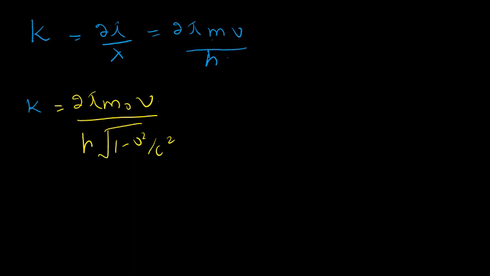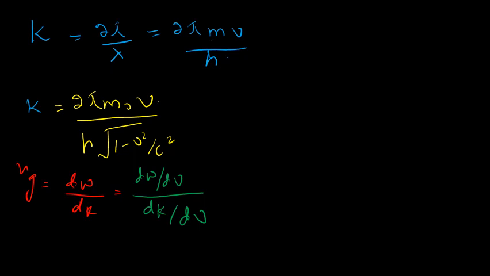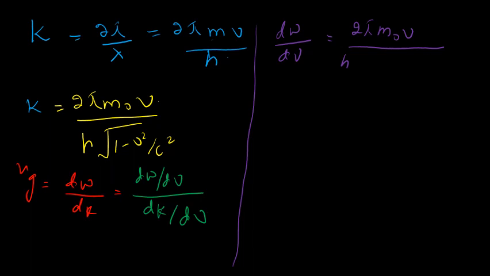But as here we know that the group velocity Vg is equal to d omega over dk, and we can write it as d omega over dv divided by dk over dv. So first we need to find the value of d omega over dv. It will be equal to 2 pi m naught v over h into (1 minus v square over c square) to the power 3 by 2.